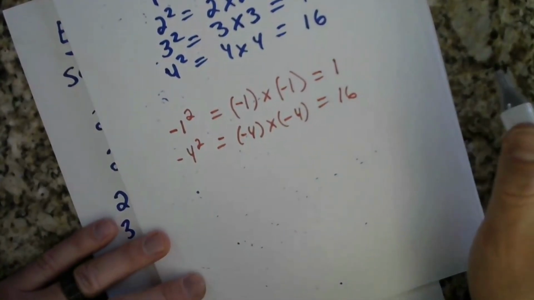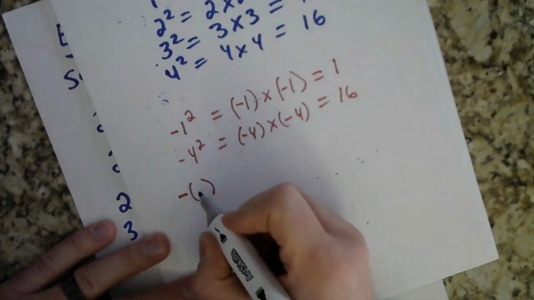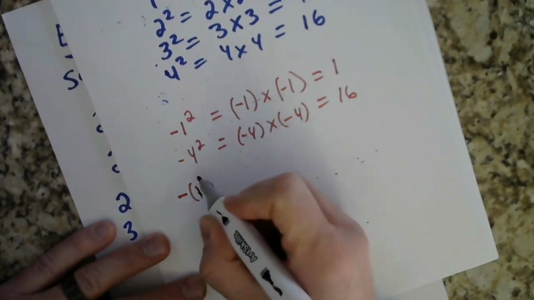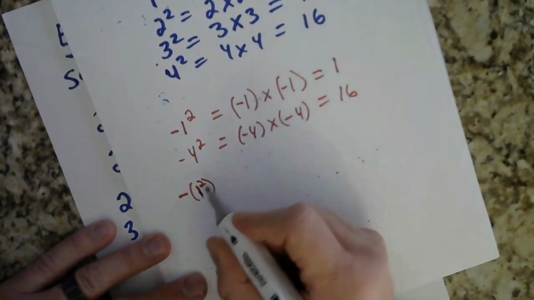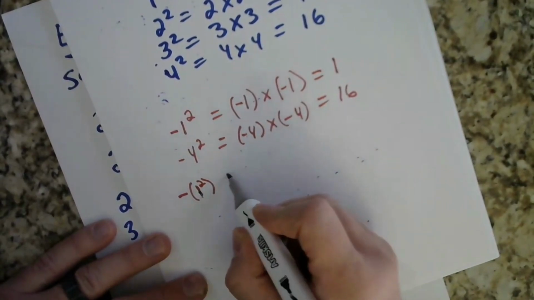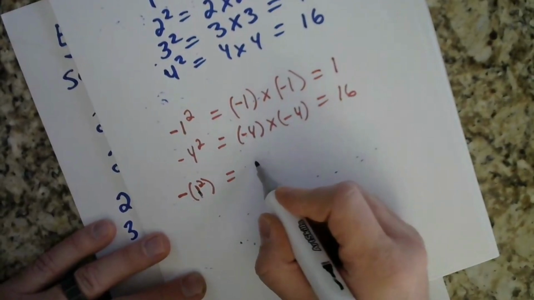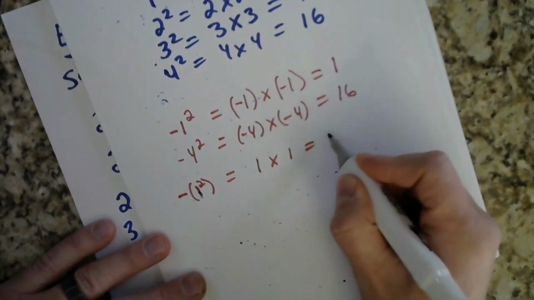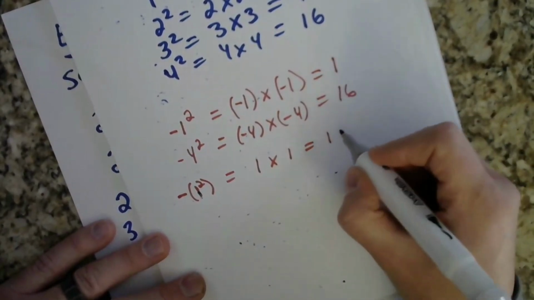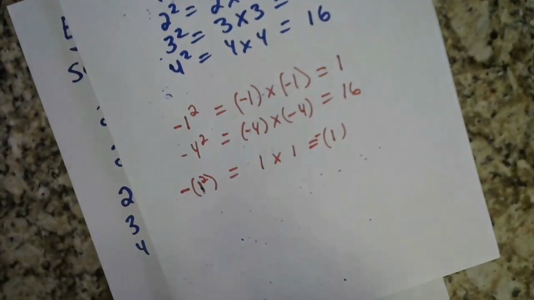Where it gets kind of messy is if you have the negative outside of the number and then you have parentheses with an exponent. So 1 squared and then the negative, that's still, by order of operations, 1 times 1, which is equal to 1. And then you would come back and that negative 1 would carry over.